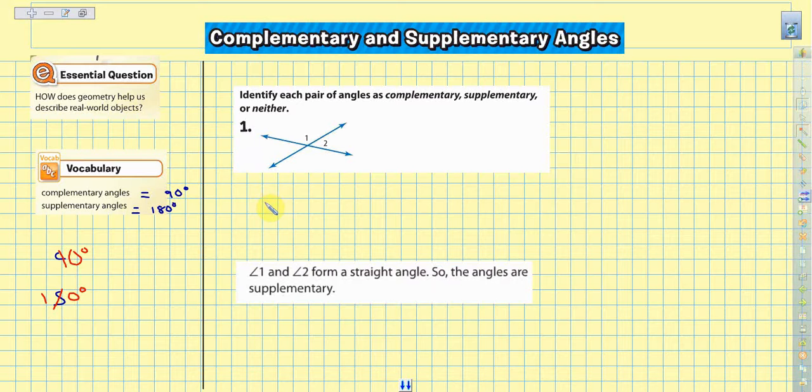So on our example number one, they want to know angle 1 and angle 2, are these complementary, supplementary, or neither? So if I added these two angles together, angle 1 with angle 2, it makes a straight line which equals 180 degrees. That's going to be supplementary angles. So angle 1 and angle 2 form a straight line, so the angles are supplementary.